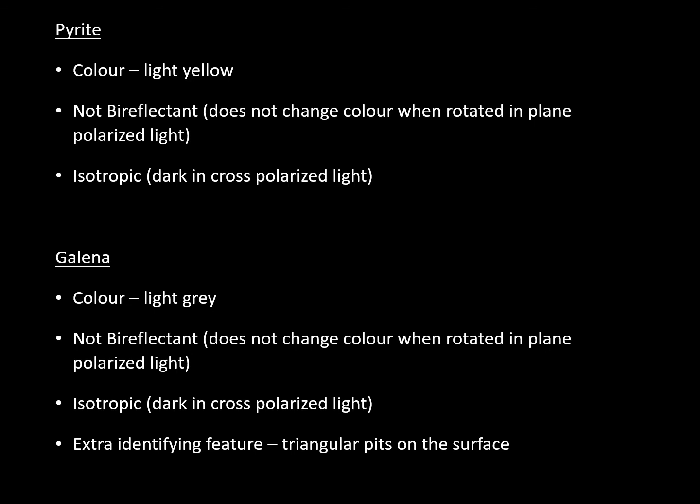The next mineral that might be there is galena, and it's light gray. It's not bireflectant, and so it doesn't change when we rotate the stage in plain polarized light. It's isotropic, so again, it's dark in cross-polarized light. As an extra identifying feature, there are little triangular pits that form on the surface, and that's because it's really soft. So when we polish it, it pulls out little bits of the galena and they make triangles.